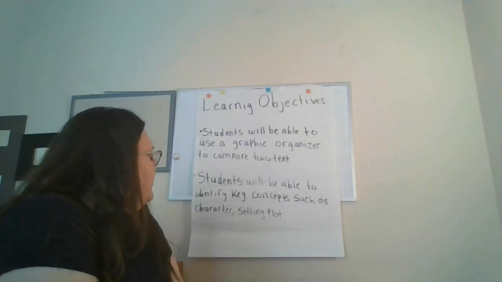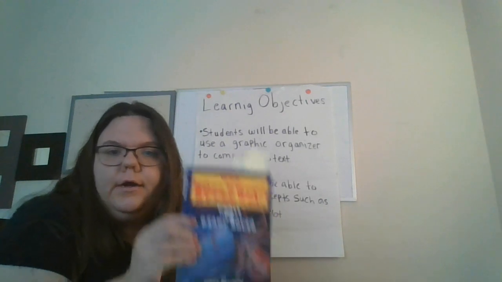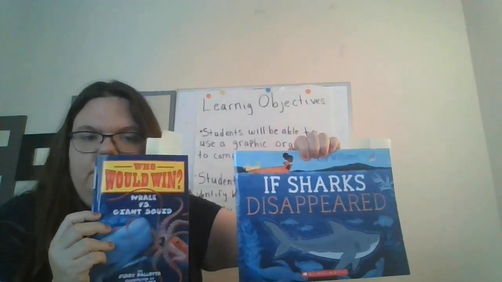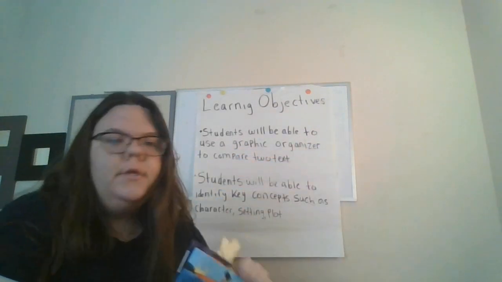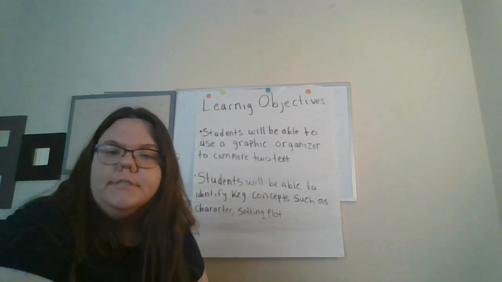And they will use their graphic organizer to compare two different texts. So we're going to be comparing our read aloud stories, Who Would Win, with our other read aloud story, If Sharks Disappeared. Students will also be able to identify key concepts such as characters, settings, and plots.